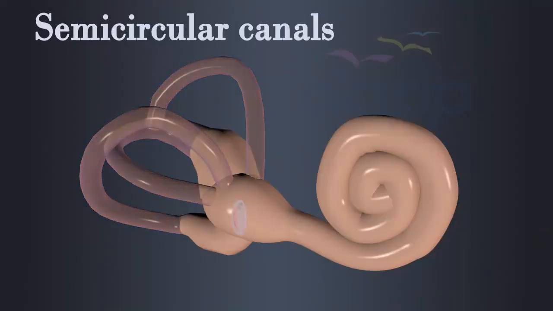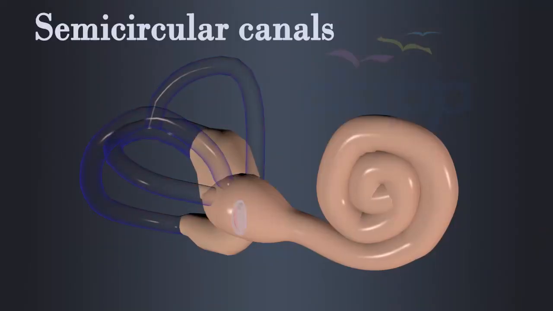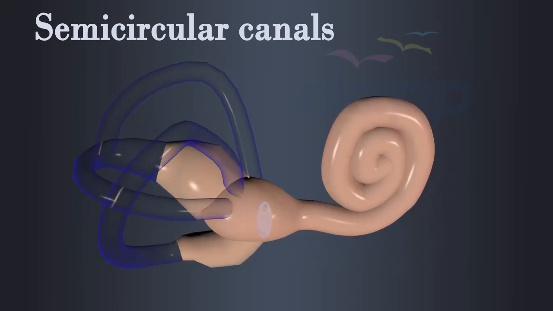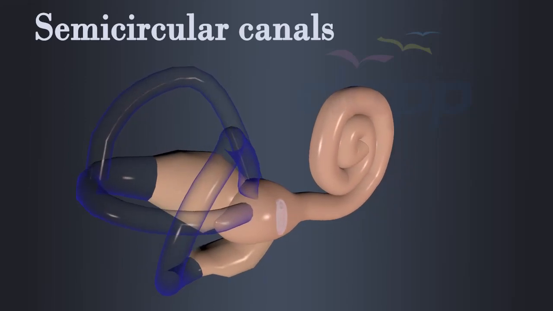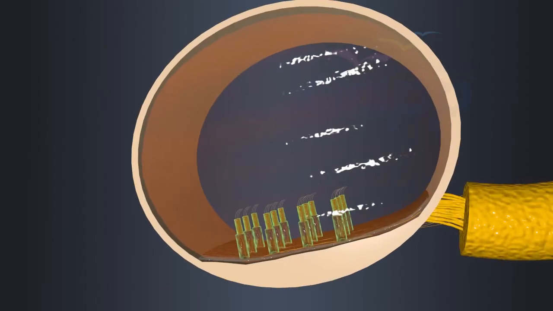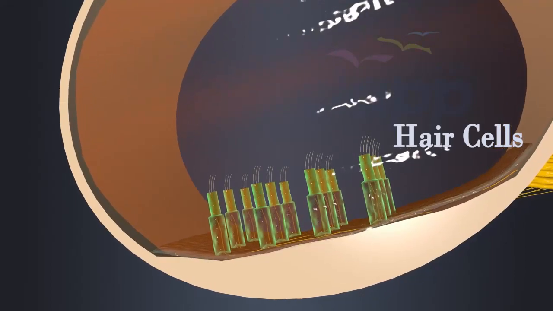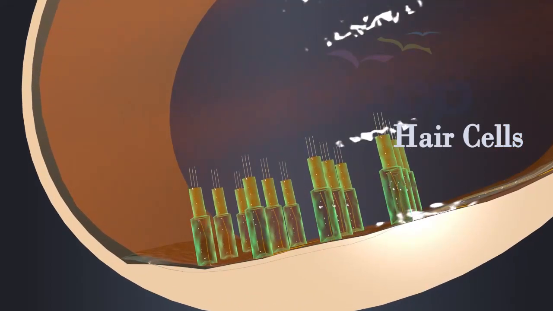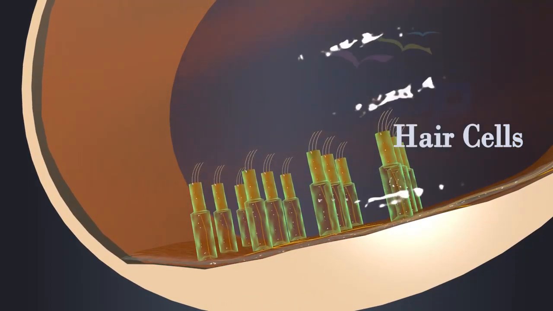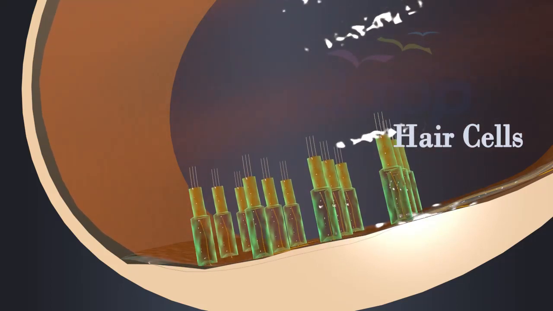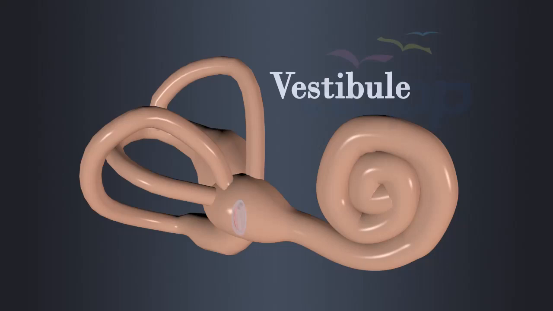Semicircular canals. The 3 semicircular canals are fluid-filled tubes oriented at right angles to each other. They detect rotational movements of the head. When the head moves, the fluids in the canals also move. This movement is detected by hair cells in the semicircular canals, which signal the brain about changes in head position and movement.